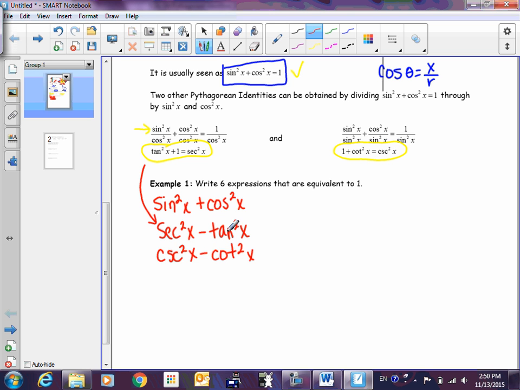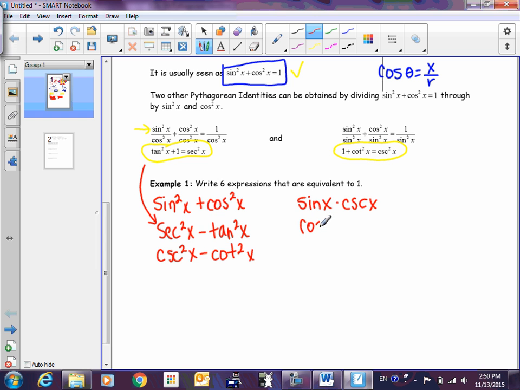Now that's only 3. We need 3 more. So was there anything else that we already did? Maybe multiply 2 things that got us a 1. Yep, so give me one example of that. So sine x times cosecant x. Those 2 things are reciprocals. You multiply them together, you get a 1.